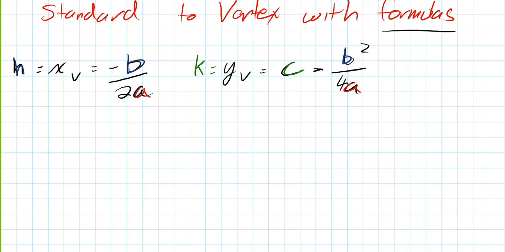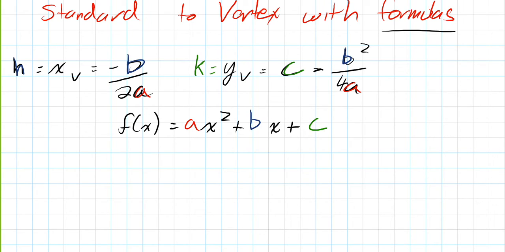Now you may say, well, what's the a, the b, and the c? Where do they come from? Well, they come from standard form. So our general equation of standard form, ax squared plus bx plus c, I'll write these letters in. So here's our a, here's our b, and here's our c.